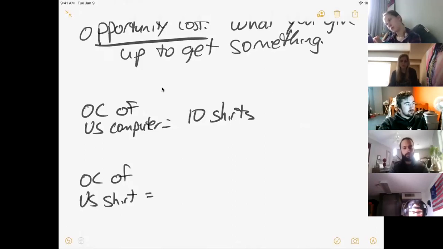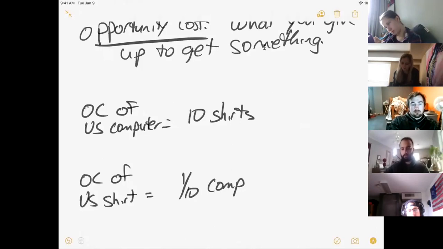What's then the opportunity cost of a US shirt? As Sunny says in the chat, 1 over 10 computers, right? In this simple example, these are just inverses of each other. So to get a computer, you have to give up 10 shirts. To get a shirt, you give up 1/10 of a computer.